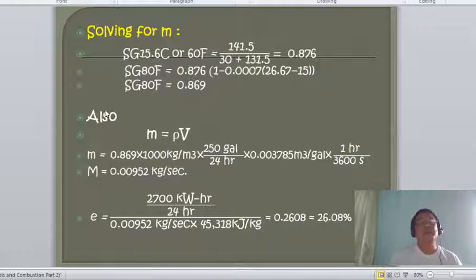From the definition that density is equal to mass over volume, getting the mass, that is equal to 0.869 multiplied by 1,000 kilogram per cubic meter. The consumed volume is 250 per 24 hours. Converting cubic meter to gallons, and hour to seconds, the equivalent is 0.0095 kilogram per second. Substituting values into the formula for efficiency, the overall thermal efficiency is 26.08%.